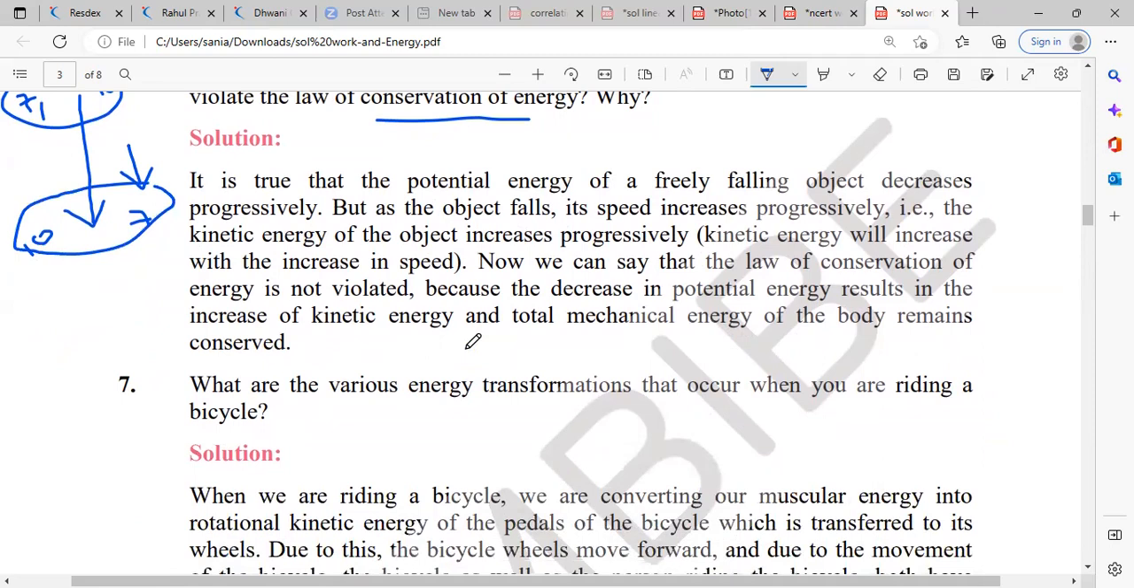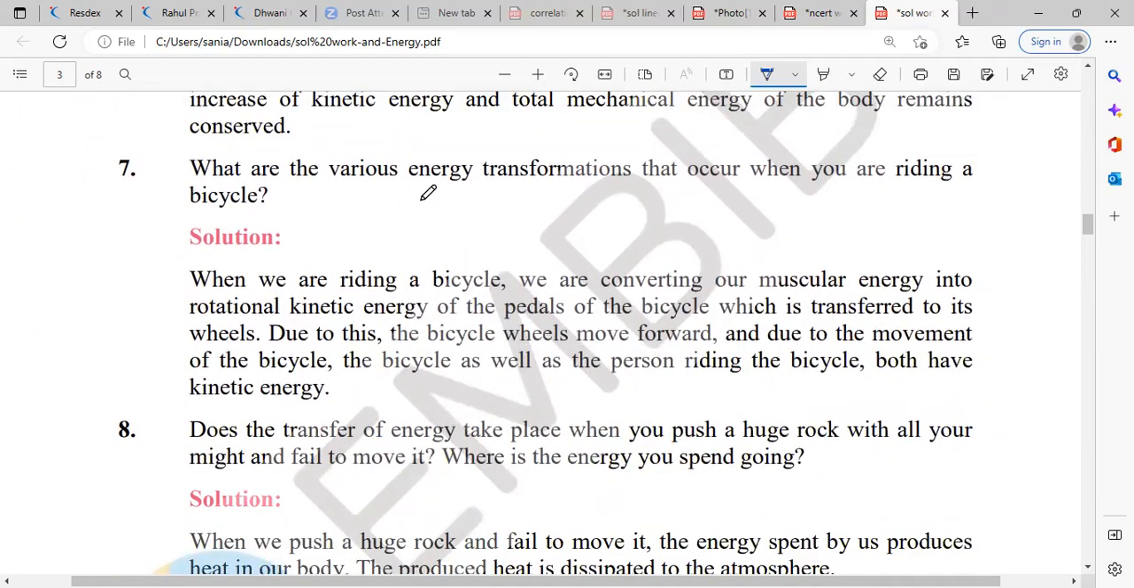Okay. Yes, ma'am. Then what are the various energy transformations that occur when you are riding a bicycle? So see, when we are riding a bicycle, we are converting our muscular energy into rotational kinetic energy of the pedal of the bicycle, which is transferred to the wheels. Due to this, the bicycle wheels move forward. And due to the movement, the bicycle as well as the person riding the bicycle both have kinetic energy, right?